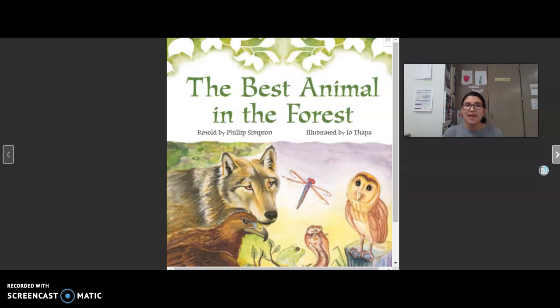That means that Philip Simpson is not the one who came up with this original story. This story was written a long time ago, and he got this story and made it into his own, okay? So he rewrote it and changed a little bit of it, and he made it into his own version of The Best Animal in the Forest.